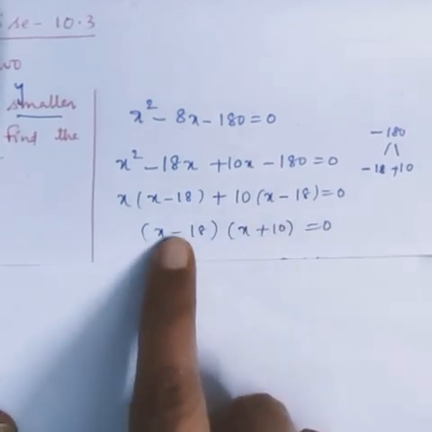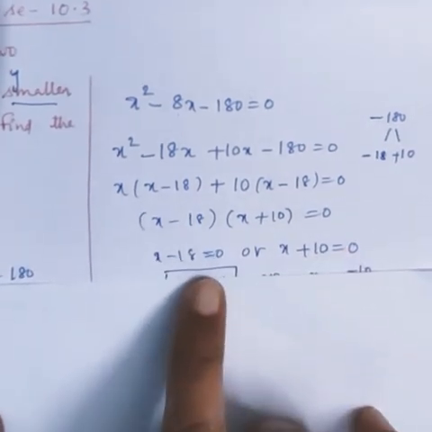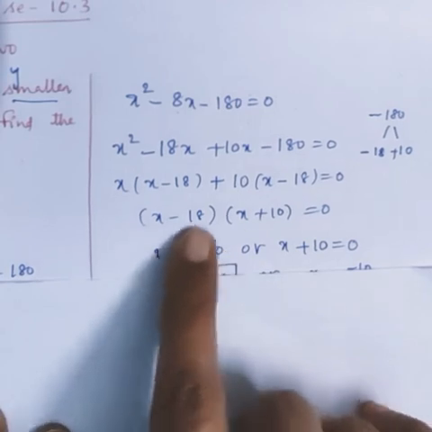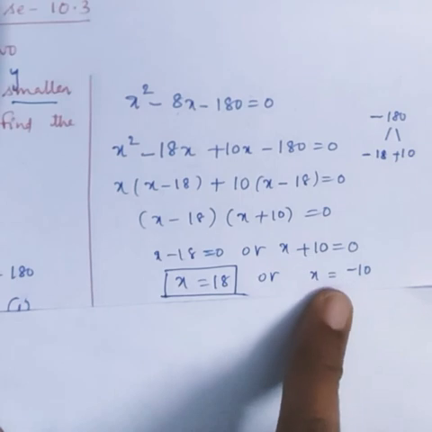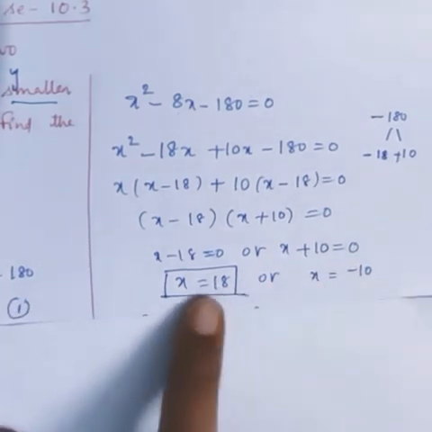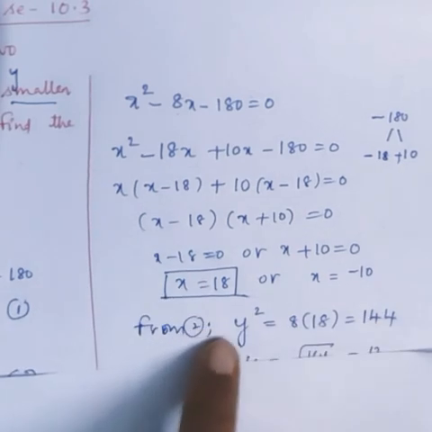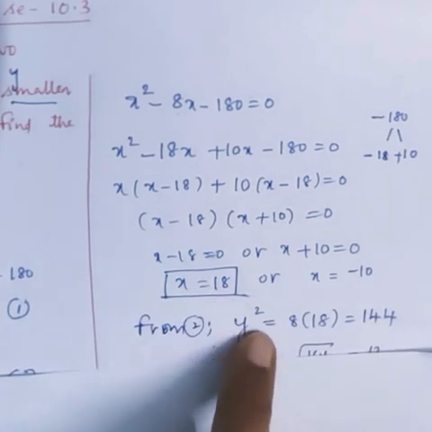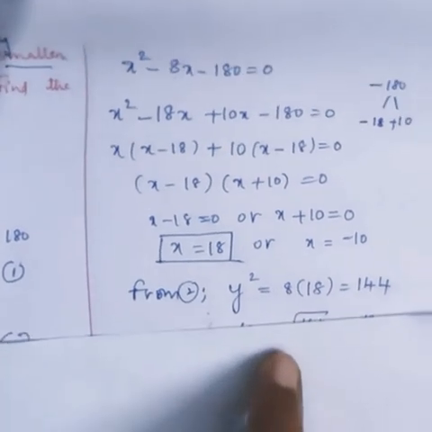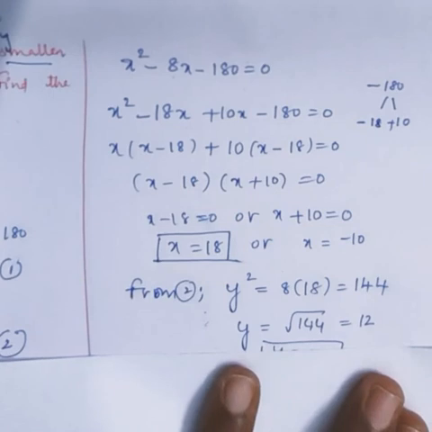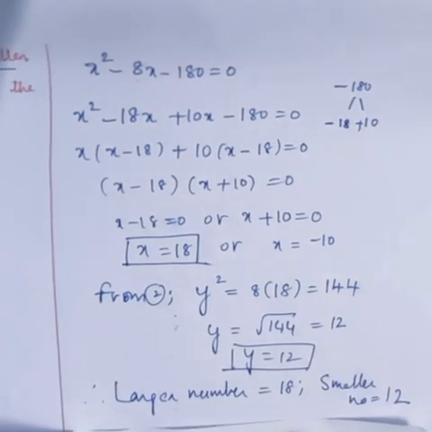That means either x minus 18 must be 0 or x plus 10 must be 0. So x minus 18 equals 0, shift it, and it's going to be x is equal to plus 18. And here x plus 10 equals 0, shift it, and x is equal to minus 10. So these two are the required x values, but discard the negative value. Take x as 18. If x is equal to 18, what's y square? That is 8 into 18, which is equal to 144. So y is equal to the square root of 144, which is 12. Therefore, the two numbers: the larger number is 18 and the smaller number is 12.